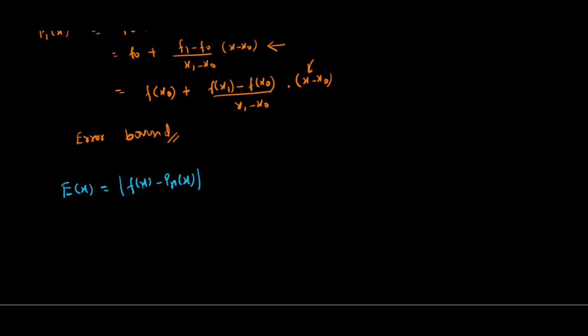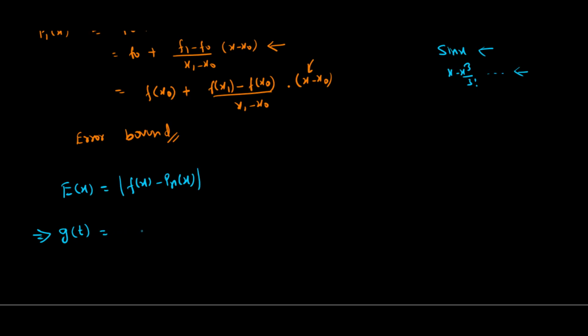And for the error, see here, f(x) is my actual equation, and pn is the polynomial that we interpolated, that we approximated. Like if you remember, if f(x) is equal to sin x, we do have a Taylor series for this, that is x minus x cube upon 3 factorial, and so on. So this is my f(x) and this is my p(x), right? So to calculate this error, we assume a polynomial of our own which satisfies some properties.